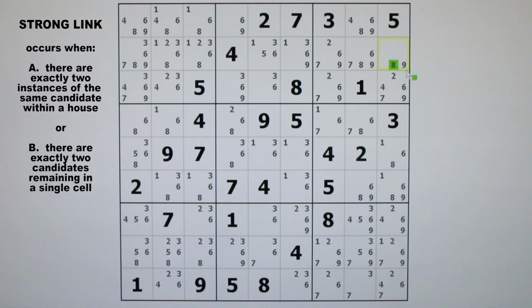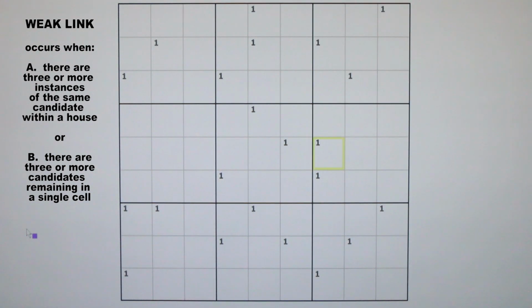There's a strong link between this 8 and this 9 because they are the only two candidates in that cell. So a strong link occurs when there are only two possibilities for either two different candidates within a cell, or two of the same candidates within a house, like we showed before with the ones. And a weak link occurs when there are 3 or more instances of a particular candidate in a house.